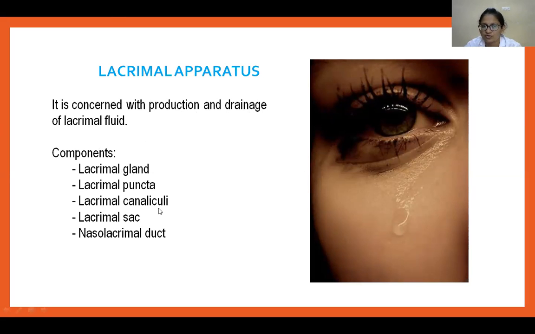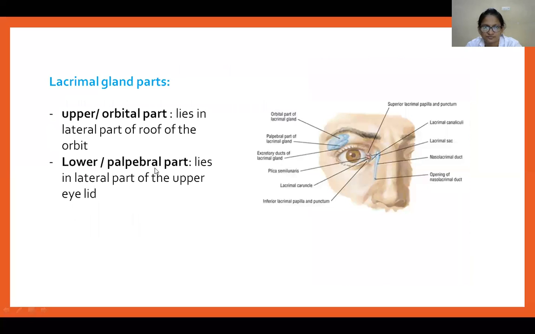What are the components present in the lacrimal apparatus? Those are the lacrimal gland, lacrimal puncta, lacrimal canaliculus, lacrimal sac, and nasolacrimal duct. These are the components of the lacrimal apparatus.